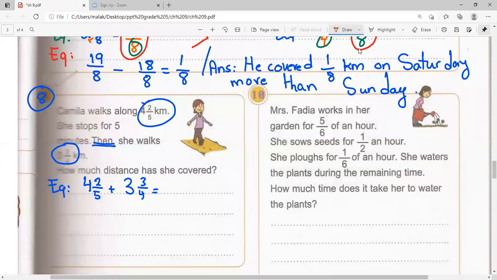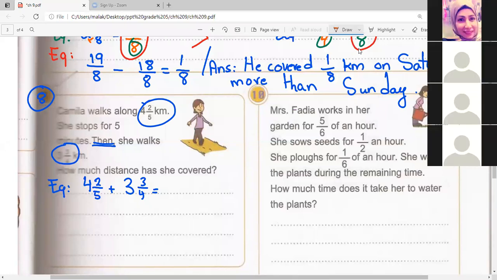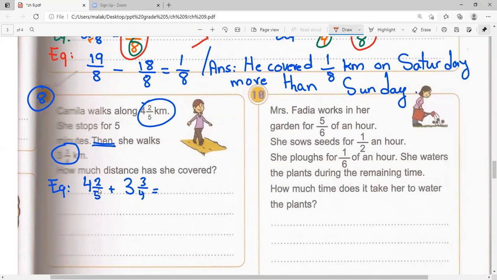2 over 5: 4 times 5 is 20. Then 20 over 5. No, you forgot to add it with the numerator. 22. 22 over 5. Okay, the second one, change it to a fraction.